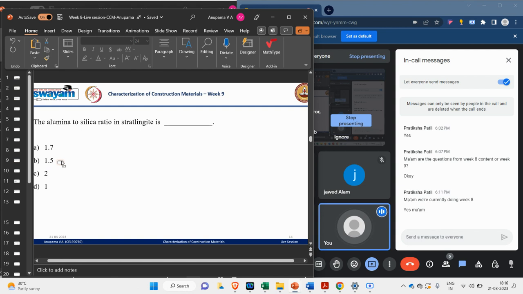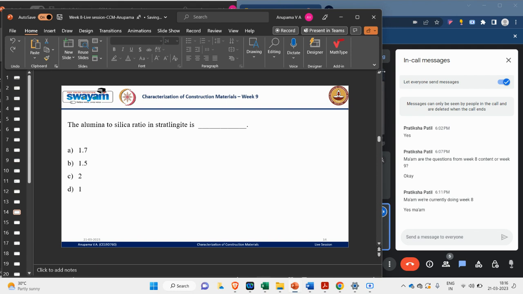The alumina to silica ratio in stratlingite is dash. So stratlingite is a phase which has alumina, silica, calcium, hydroxides, etc. So what is the alumina to silica ratio in stratlingite? So the correct answer is D, that is alumina to silica.